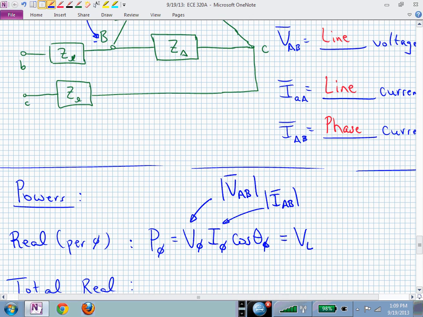But what is I sub phi? We haven't derived that yet, have we? I sub phi is I sub AB. But I sub AB is a phase current. Will show, I think, somewhere.